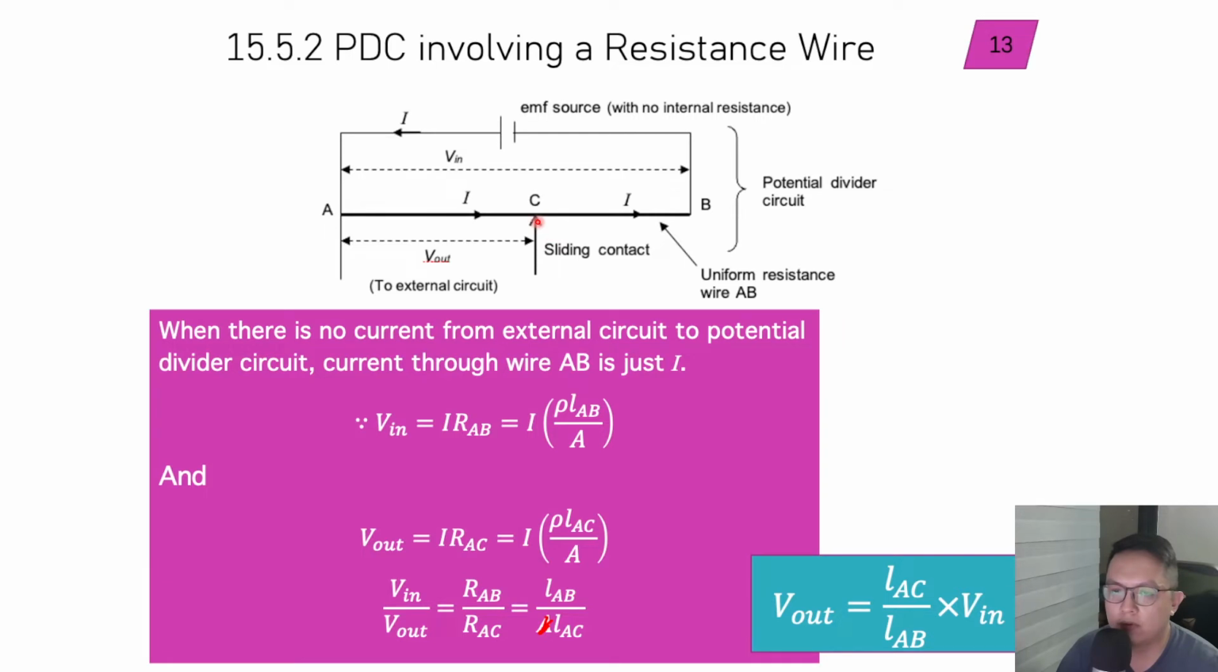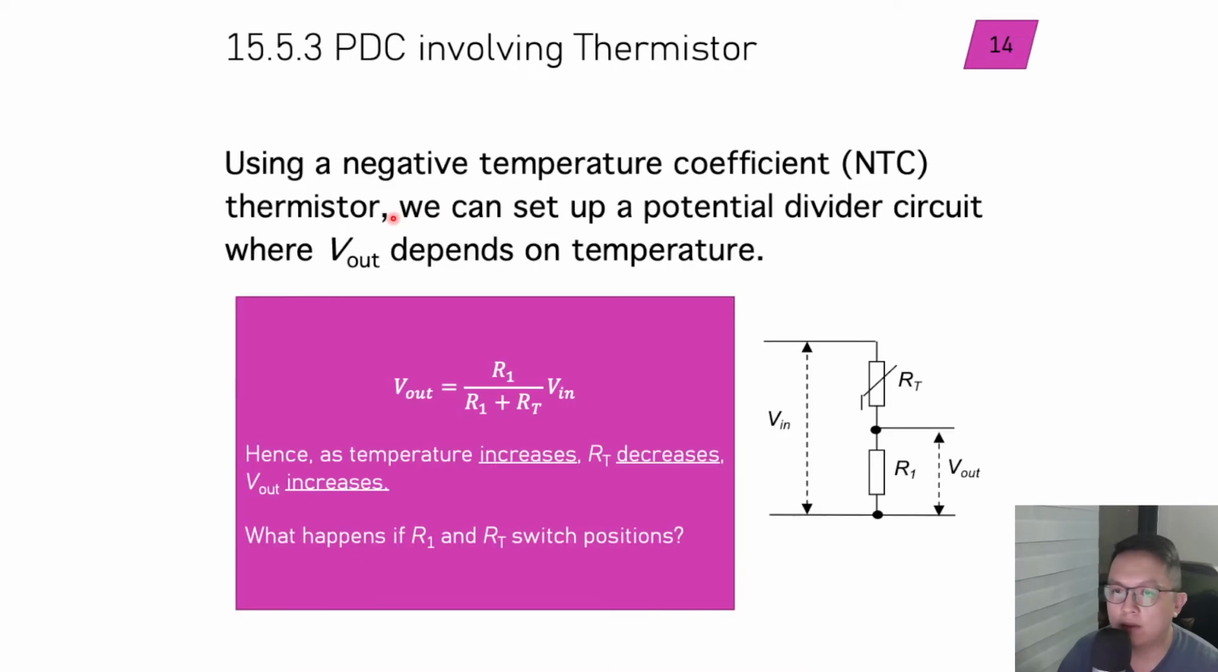The more you slide to the right hand side, that means you tap across a longer part of the wire, you get a larger V output. Conversely, if you slide this all the way to the left hand side, where you're tapping across a very short stretch of the wire, you will reduce your V output. Later we'll try some examples, but right now let's move on to another type of potential divider circuit that involves a thermistor.